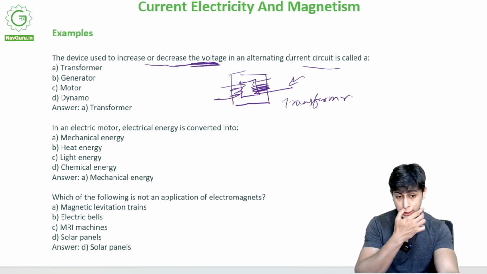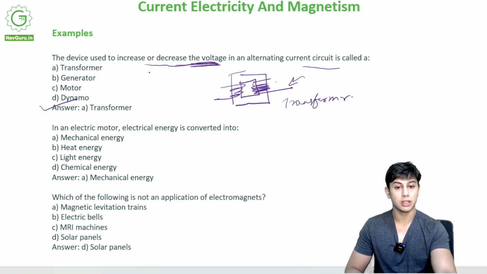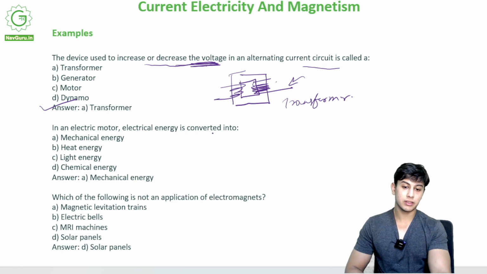Transformers are used in generating areas, all right, where there is production of electricity. They use transformers. It is an important device, all right. This was soft iron core, laminated soft iron core, the square that you see, all right. And this was a primary wire here, this was a secondary wire over here, and this is a transformer, okay. In an electric motor, electrical energy is converted into what? Mechanical energy. Motor means mechanical energy, okay.